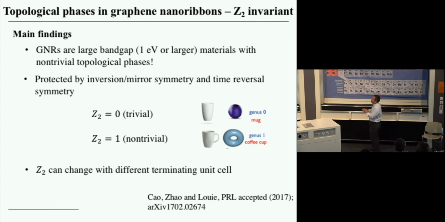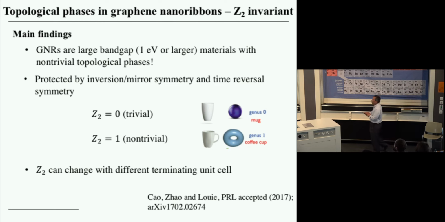So let me just summarize some of our main findings. What we find is that graphene nanoribbons are in fact large gap topological insulators. They have a gap on the order of 1 electron volt. And that topological phase is not due to spin-orbit coupling. It's due to the particular electronic states in the Brillouin zone. It's protected by the symmetry of the system.